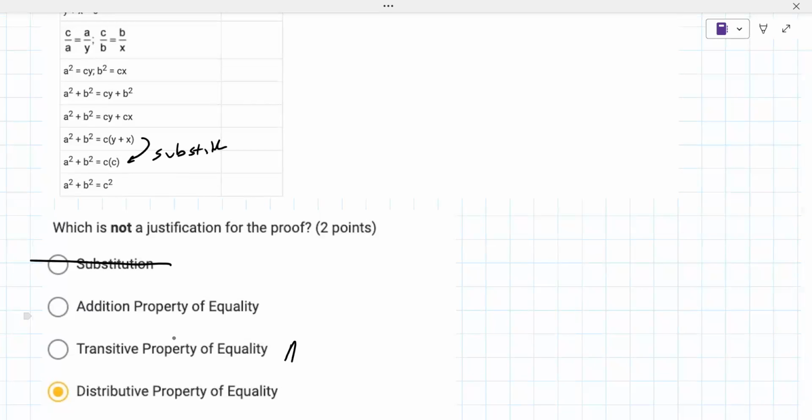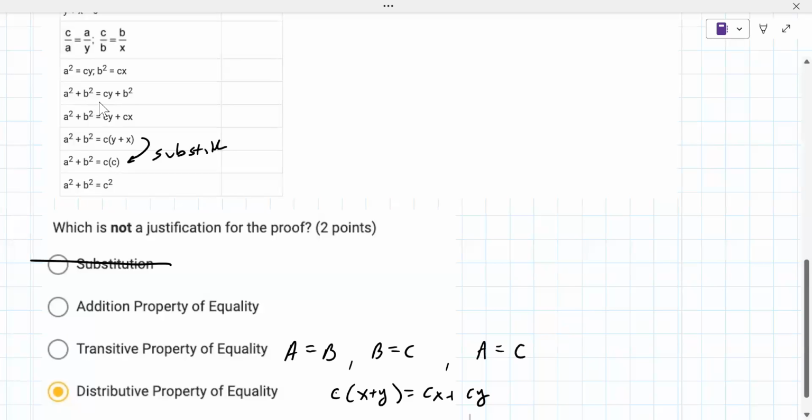Transitive property of equality, that's if A equals B and B equals C, therefore A equals C. And the distributive property is something on the outside. So it's like, I don't know, C times (X plus Y) equals CX plus CY. All right, so again, probably good to figure out which ones are going on here. Now the distributive property of equality backwards is sort of, and that's like factoring.